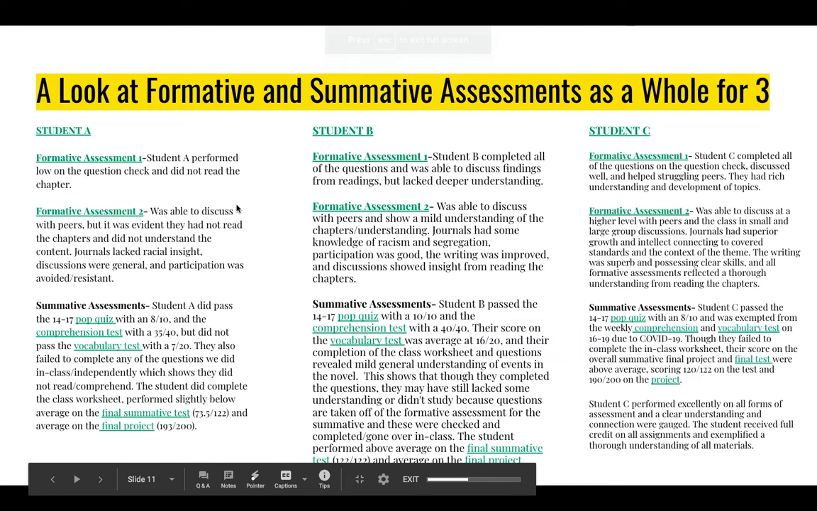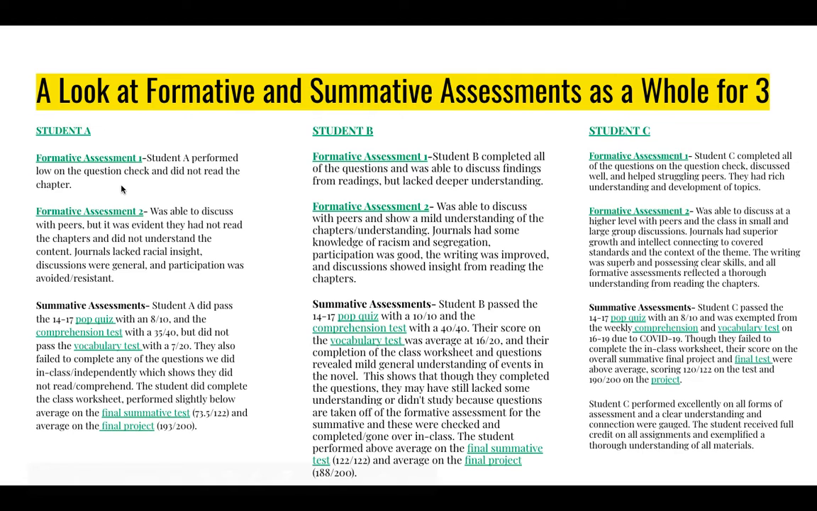So our 3 students. Student A did perform low on the question check. They did not read the chapter, so when I show you their materials in a bit, you'll see a blank sheet, and that would be because they didn't do it. By formative assessment 2, they did not complete those questions either. They were able to discuss with peers, but it definitely was evident they hadn't read the chapters and did not understand the content. Those journals lacked a lot of racial insight. They avoided discussions or gave just general responses.